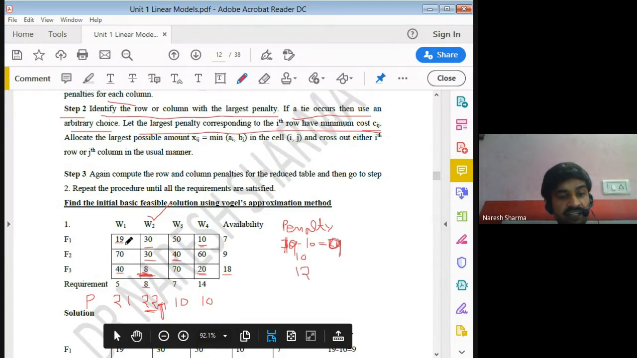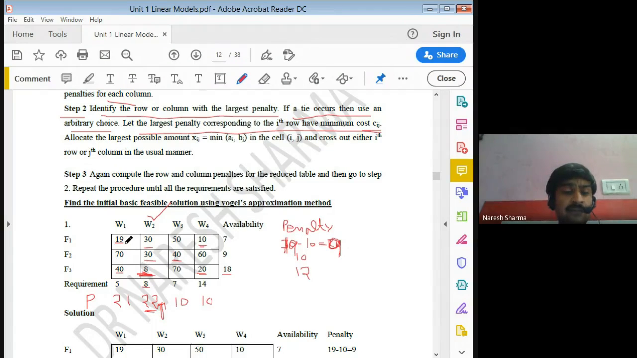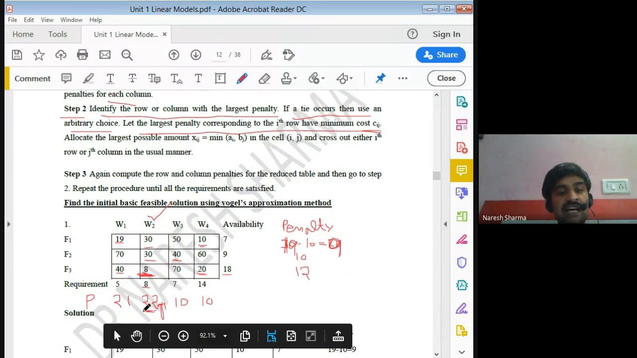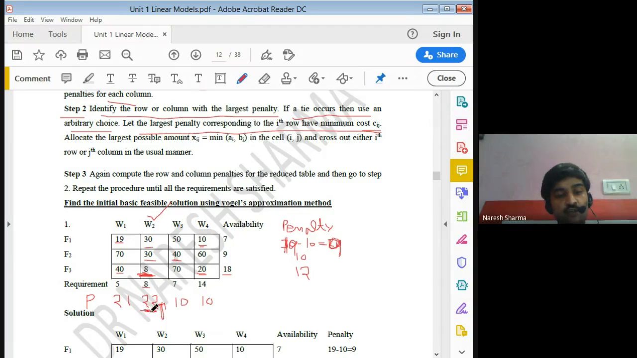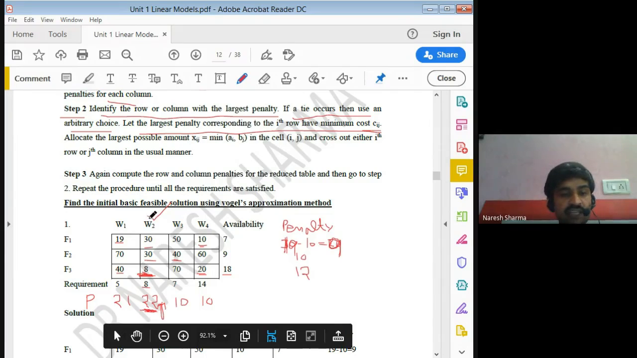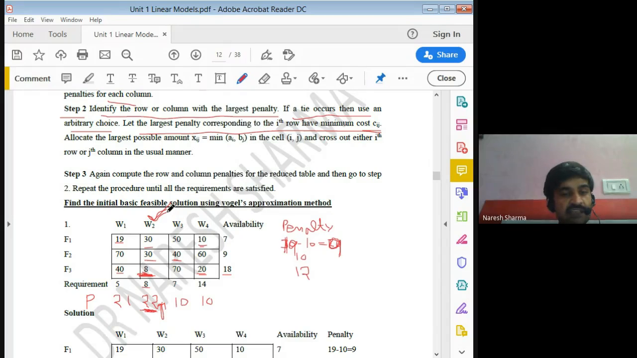40 minus 19. You choose two minimum values in each row and each column and subtract them. That subtraction difference is called your penalty. After that, in the second step, you choose the largest penalty out of all these. In our example, it is 22. So you choose the second column, which has this largest penalty. In that column, you choose the minimum cost, and that minimum cost is 8 here.